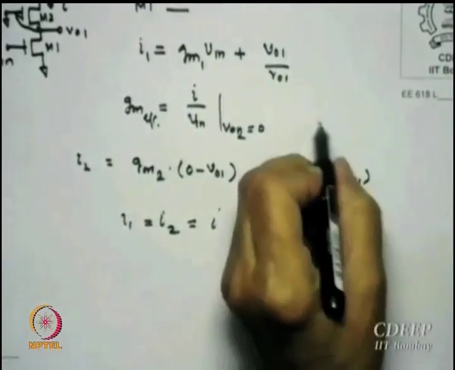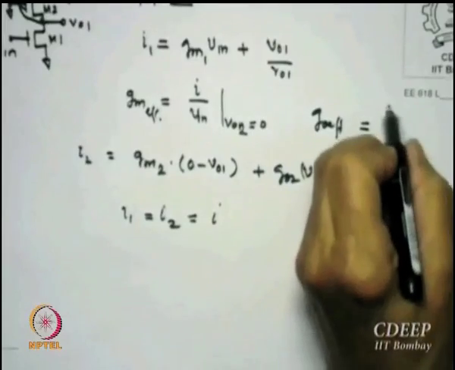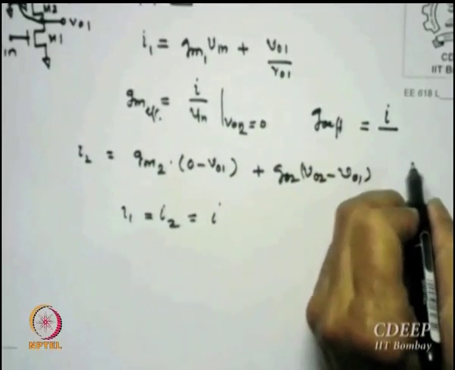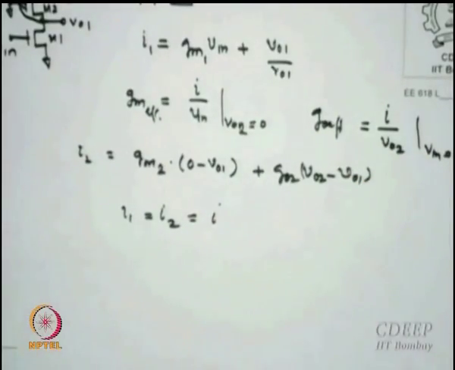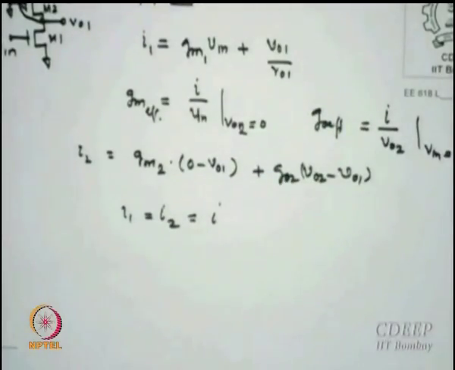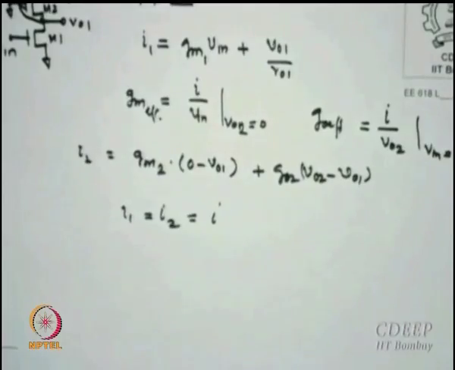By similar argument, what will go effective be? Yes, i by vo2 when VIN is grounded. When input is shorted, impedance seen at the output node is the output impedance. Is that correct? So, all that I have to do now is figure out a relationship between i1 and i2 from this, such that I can derive gm effective and go effective. And once I get that, gm ro is the net cascode gain. Is that clear to you?